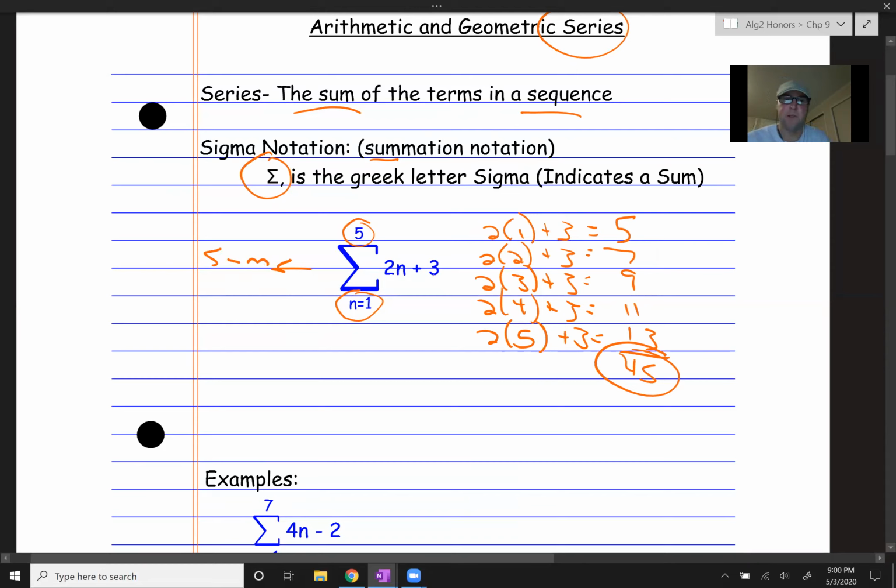Now, bonus question: if it's 2n plus 3, what type of equation is it? You're right, it's linear, because it looks like y equals mx plus b. It just has this weird sigma in front of it, again just telling us to find the sum. So that makes this arithmetic. All right, not too shabby, eh?